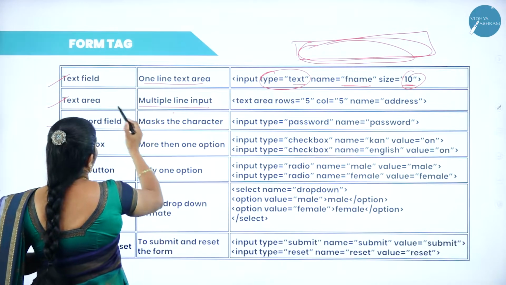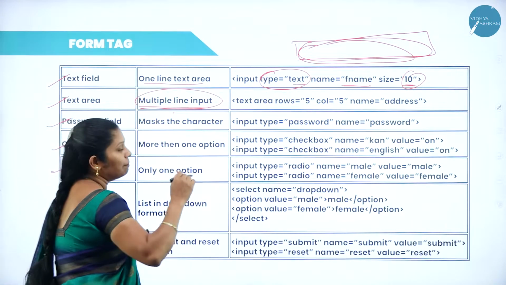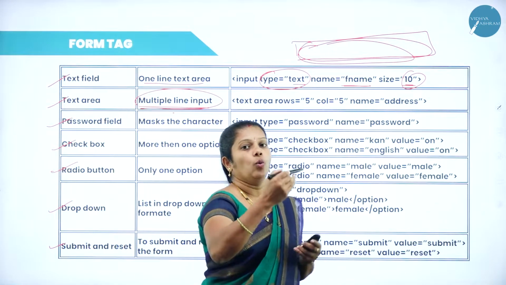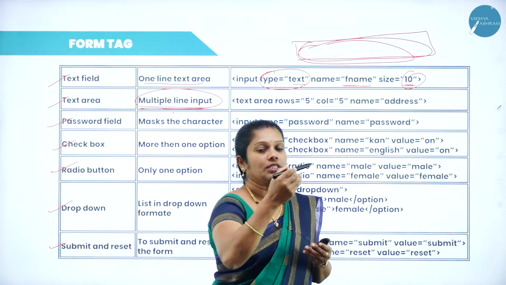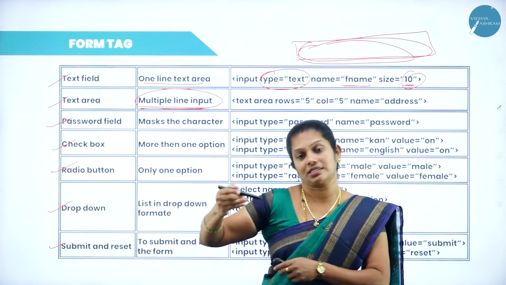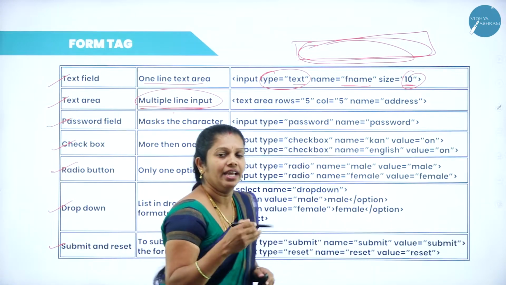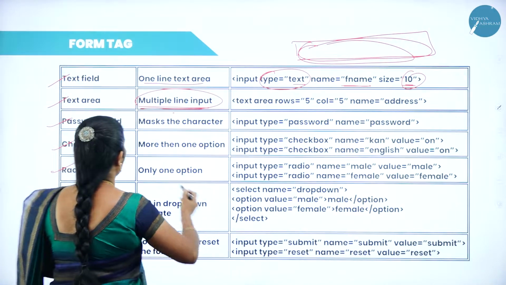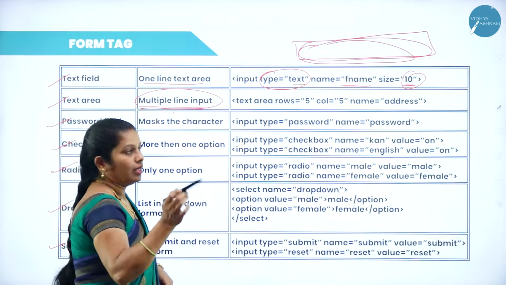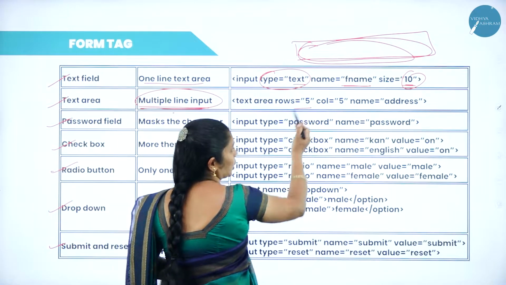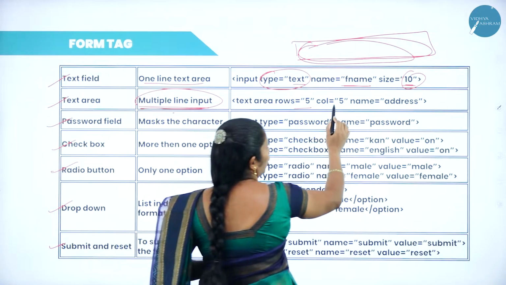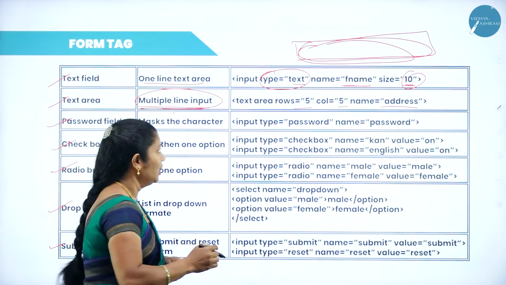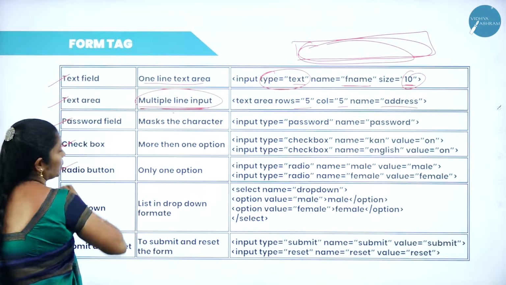But in a text area, if I want to input multiple lines of text, for example, address, there I have to mention which area, which street, which path, exact area, which country, everything we have to mention. There it may require more than one line of text. At that time we use a text area. There you have to mention how many rows we require as well as how many columns, by which name it has to be stored. Regarding that you have to mention. Then the next one is the password field.